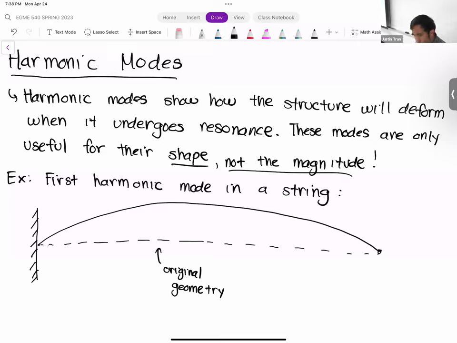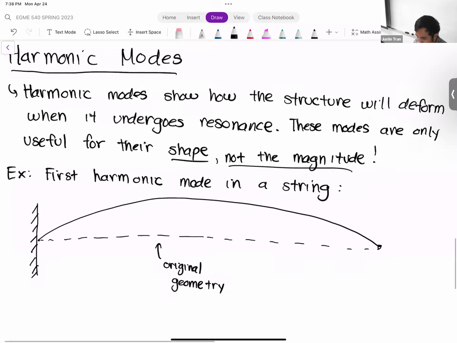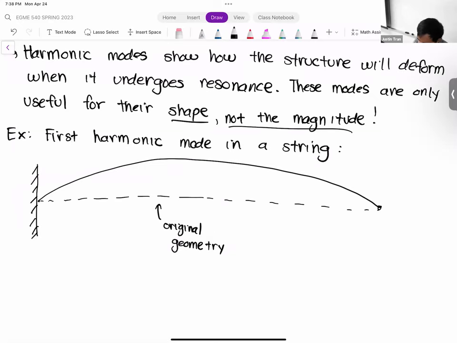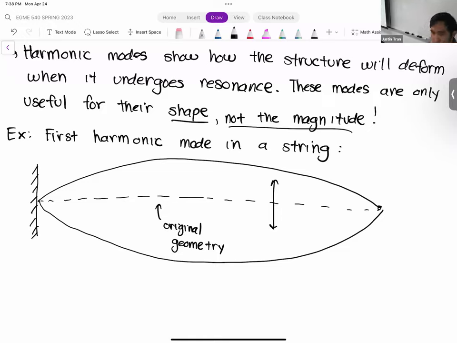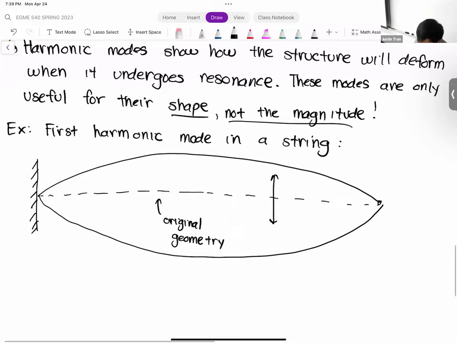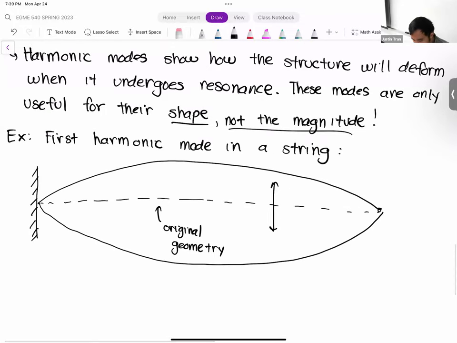If you were to excite the string at its natural frequency, the string's deformation would look like this, except it wouldn't be hovering in place. It would go back and forth between these extremes. You'd have one prominent peak, and it would almost look like a standing wave, if you've heard that term before. It'll look like the string is hovering in that mode, but going up and down. We're going to view this in ANSYS as well, and we're going to view the different harmonic modes and what they look like.